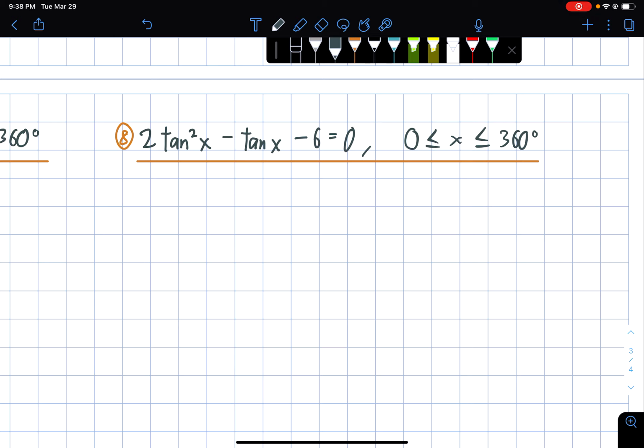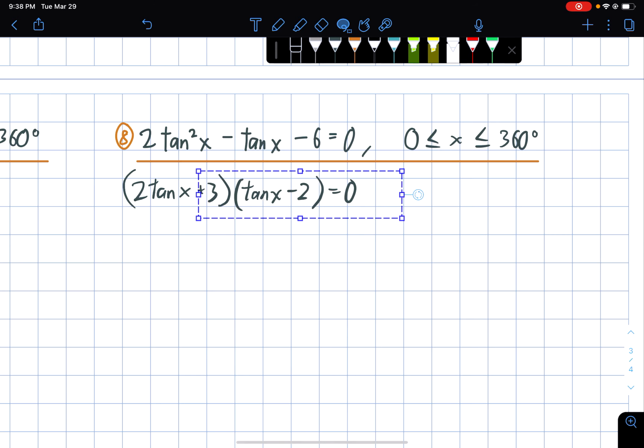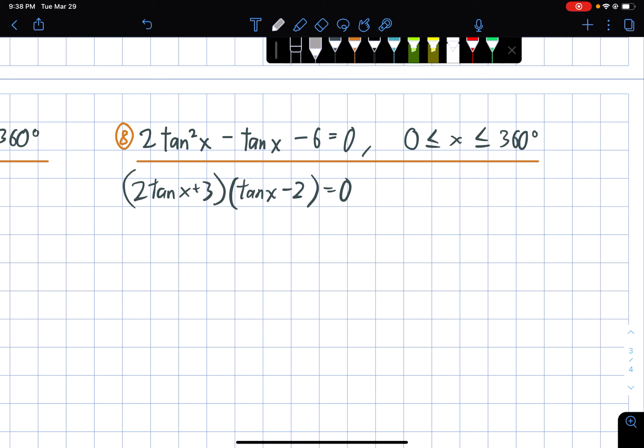2 tan raised to 2x minus tan x minus 6 is equal to 0. This is pretty easy. Let's just apply reverse FOIL method. Write it this way, minus 3. No, minus 2 plus 3. So -4 plus 3 is -1. So -1 tan x. So yeah, that's our solution right now. Let's proceed.